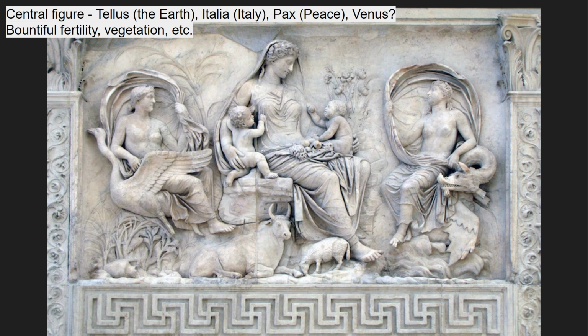Art historians argue that this central figure is either Tellus, so think back to Gaia, our earth goddess, or maybe it's Italia, Italy personified, or does it represent Pax, who is peace, or Venus? Either way, our eyes are drawn to this central figure. She's centrally placed. All the other figures are gazing at her.